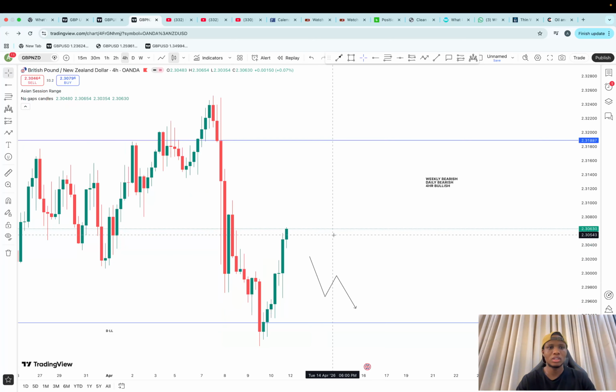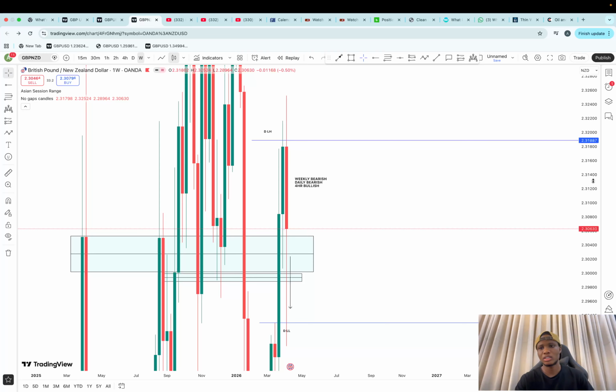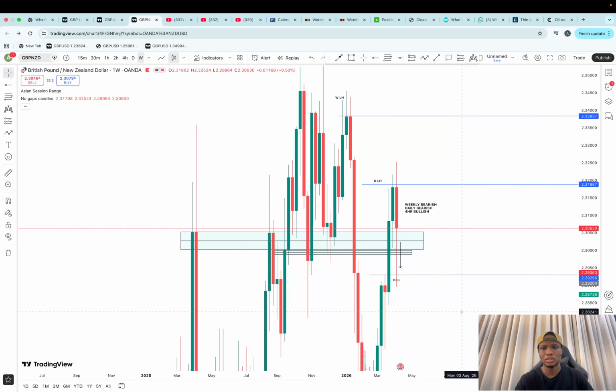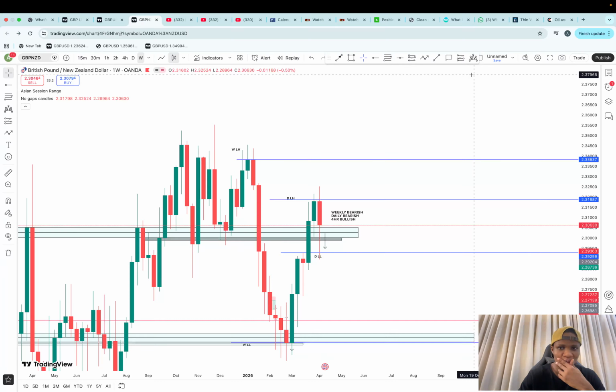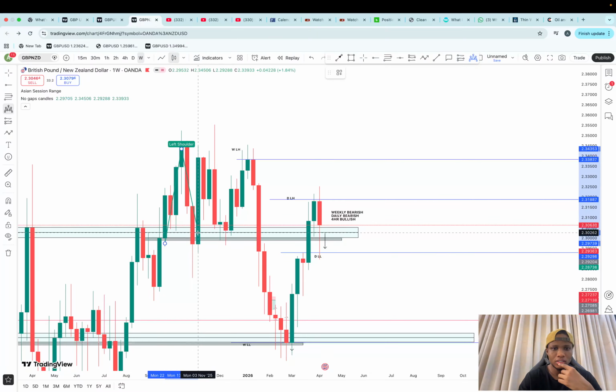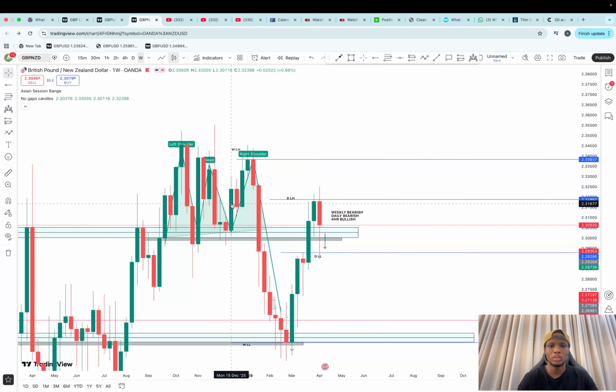Then the last but not the least, GBPNZD. GBPNZD, interesting market, very interesting market. So this market, I'm looking to sell this market simply because we have a degenerate head and shoulder pattern at the zone. Now we have a breakout coming back to retest.